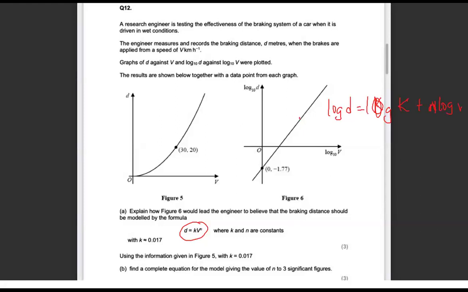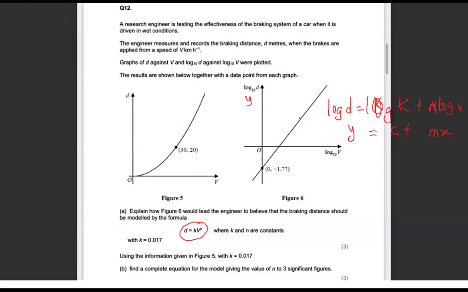So when you put it in that form, K is 0.017. This one is going to be Y, like Y equals MX plus C. It's going to be MX, and it's going to be C. C means the intercept, the Y-intercept.